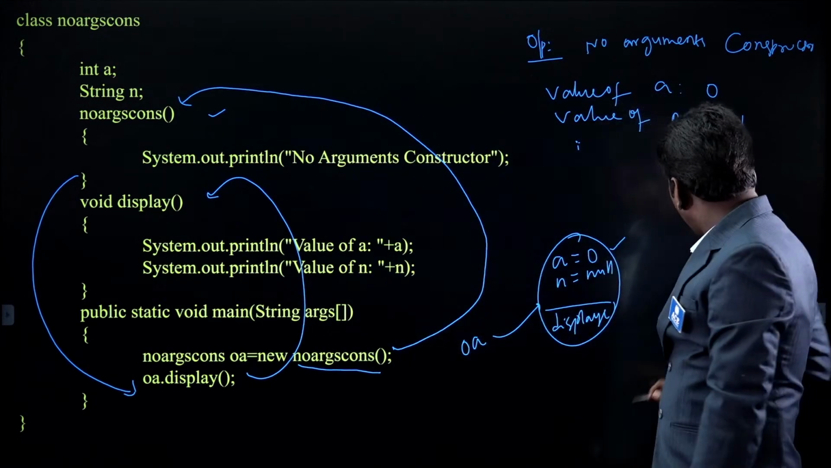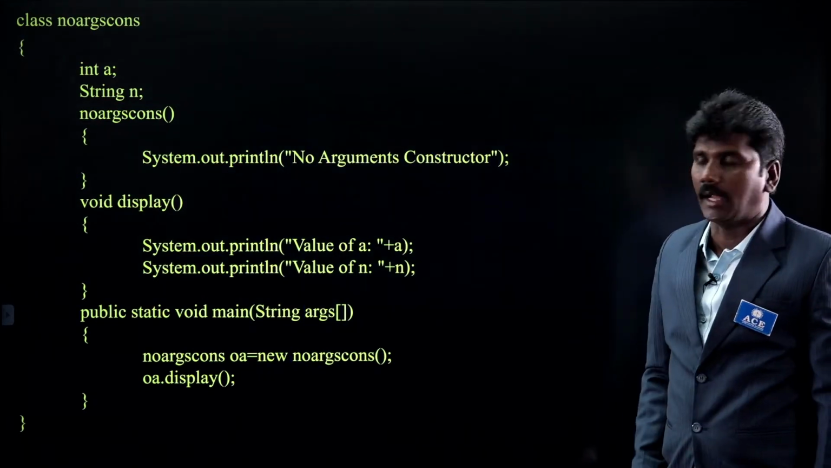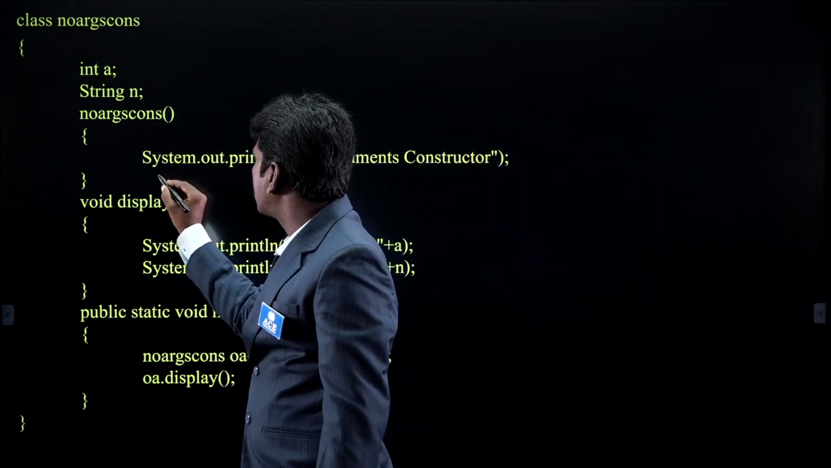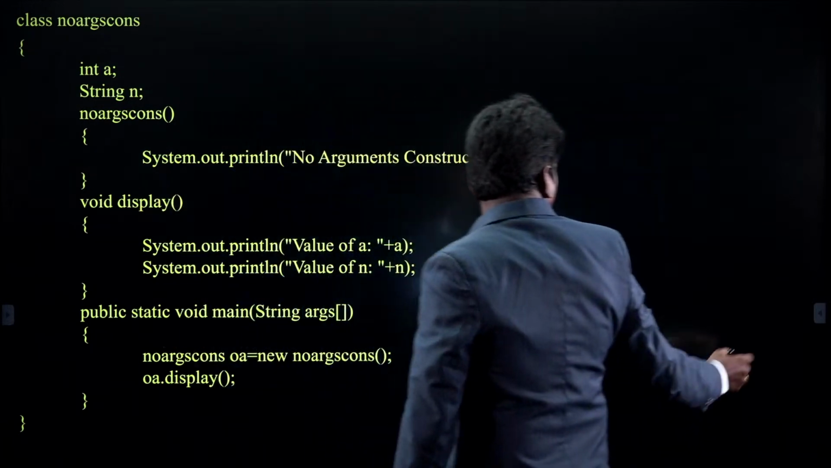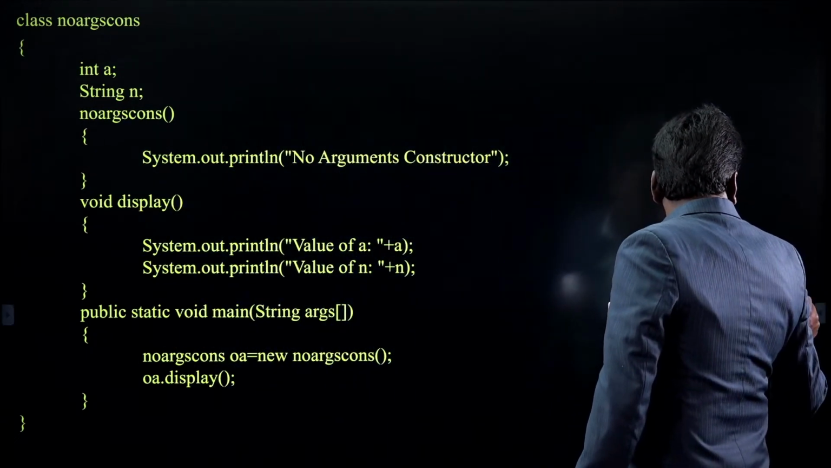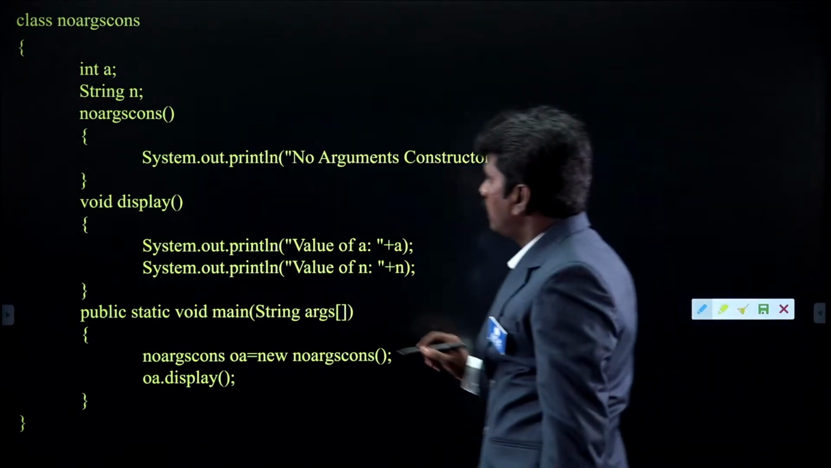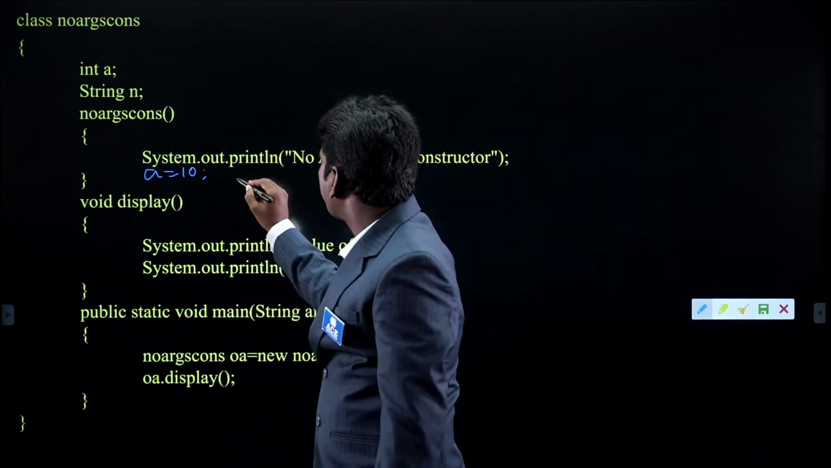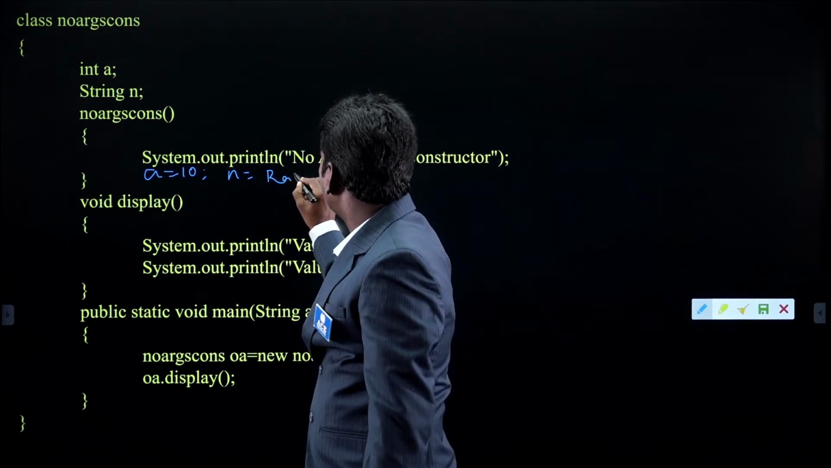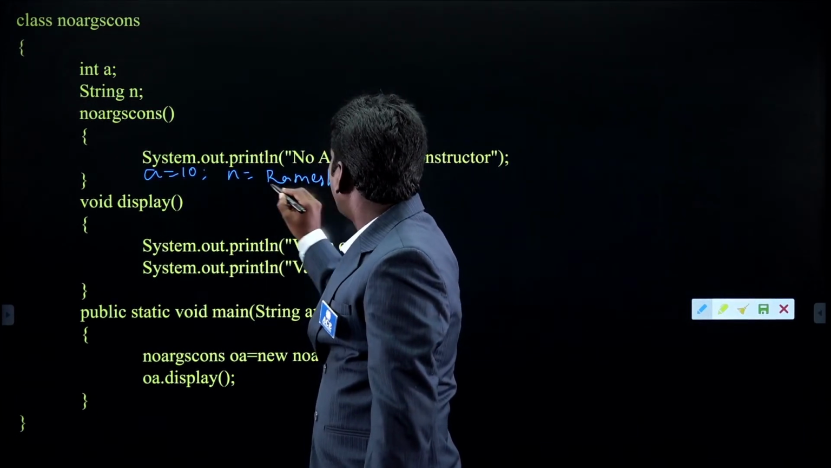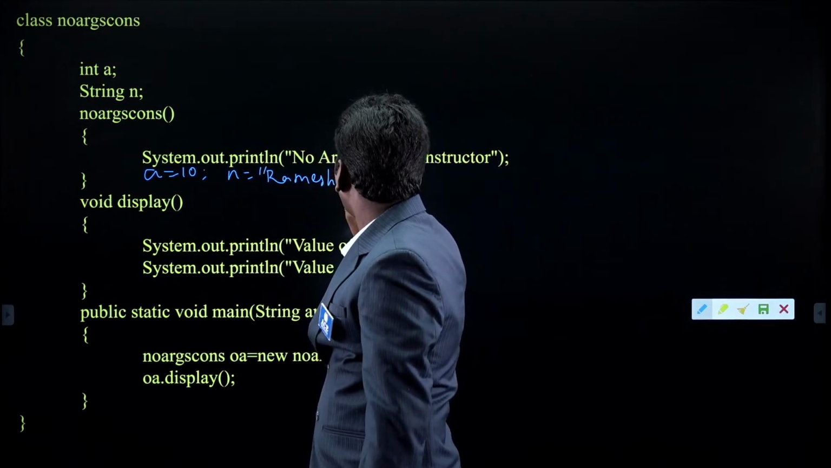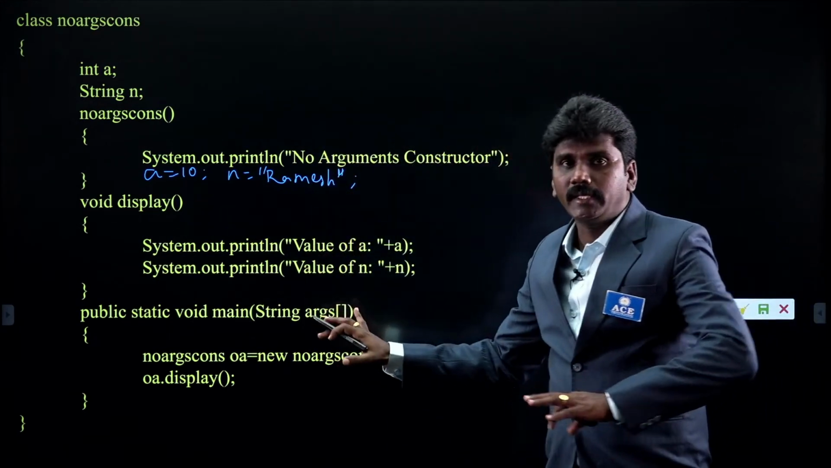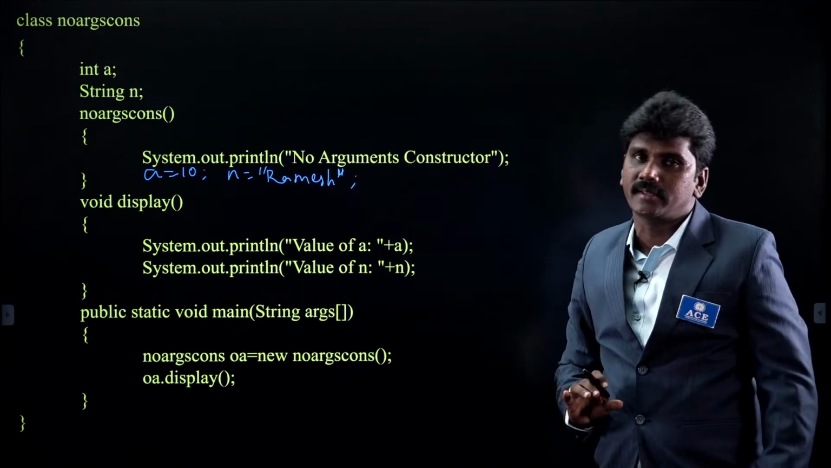Right? Next, let us see one more way of the same program. For example, inside NoArgsCons, if we have the statement A is equal to 10 semicolon, N is equal to Ramesh. N is of string type, that's why I am using double quotations here, semicolon. Let us understand once again how the execution goes and what the output of this program would be.